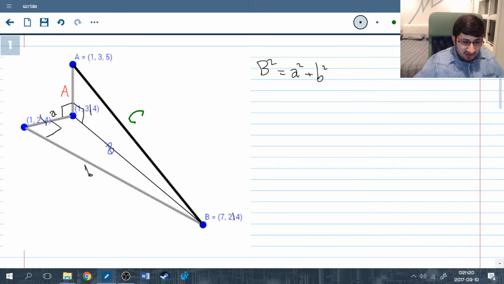And to figure out what lowercase a is, we notice that 1 and 4 are the same as the x and z coordinates of these 2 points, but the y coordinate is different, 2 and 3. So therefore we have 2 minus 3, which is minus 1. Also notice that this is actually the same as y1 minus y2, or technically y2 minus y1, but the order doesn't matter considering that we will be squaring this later.